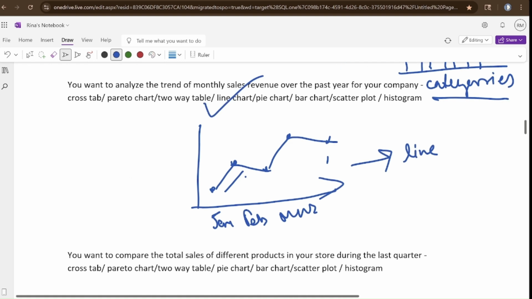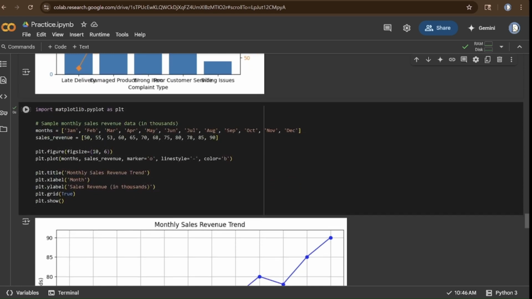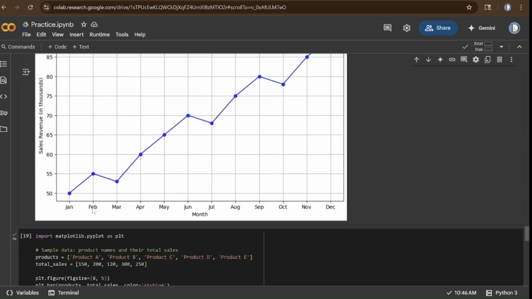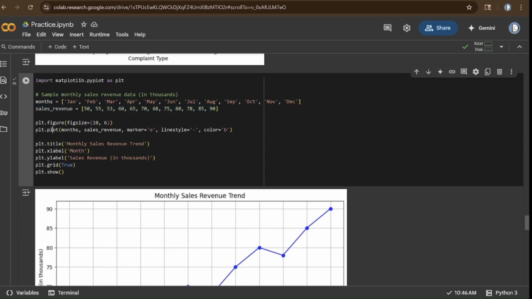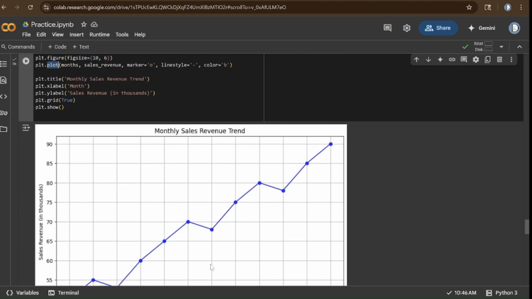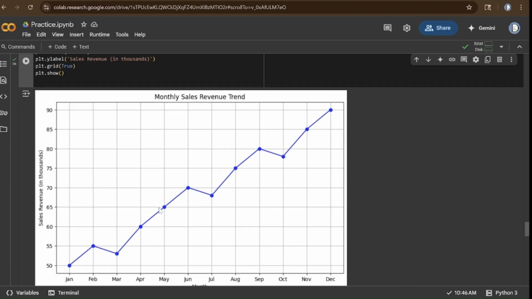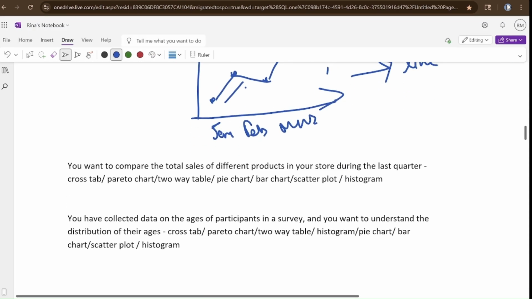Fine. Let me just show you one example. See here, the months, different months and different sales revenue. If you plot the line chart, for that you just have to write PLOT. PLOT means that it will be plotted as a line. Every point will be connected by a straight line. So you can understand what is the monthly sales revenue trend. Clear? Now let's do the next one.